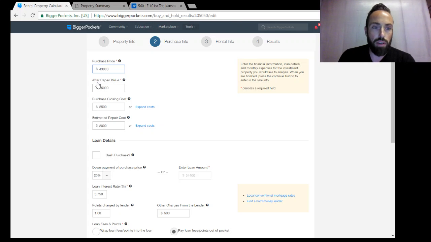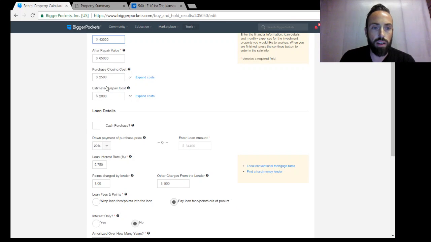If you don't know, this is definitely where your realtor can come in handy. Get their opinion on what the actual value is. Like I always say, I will never pay full price for a property, so we're buying at a pretty good discount here, getting it for $43,000.